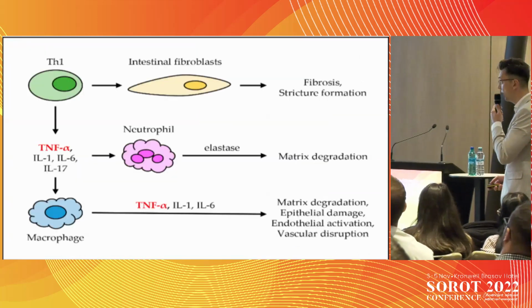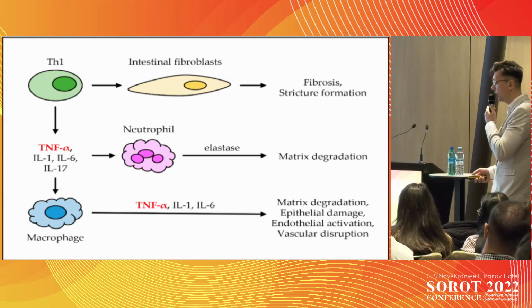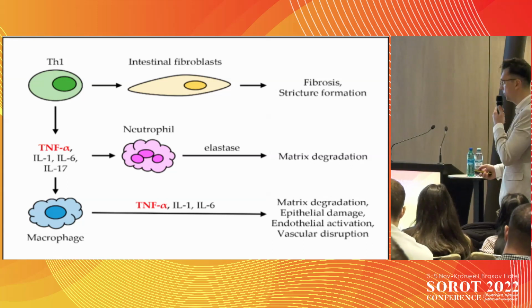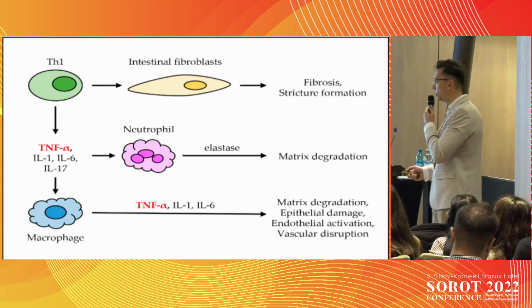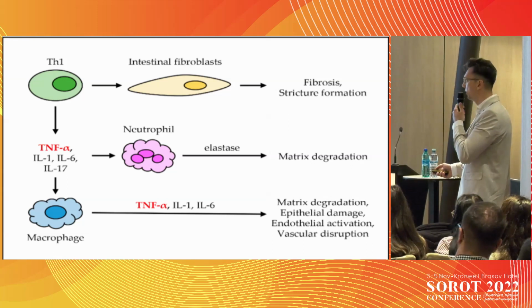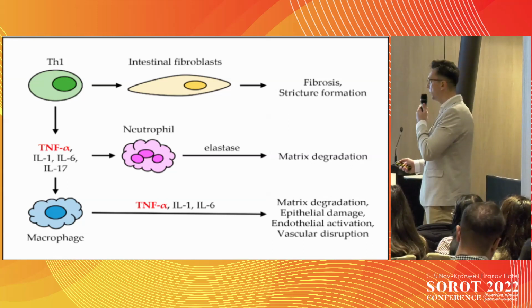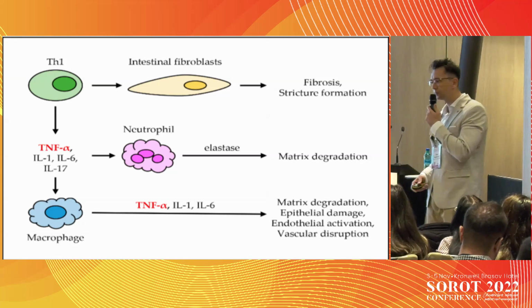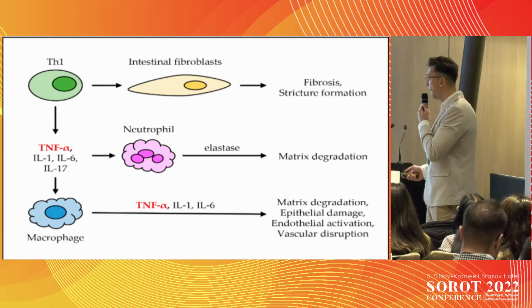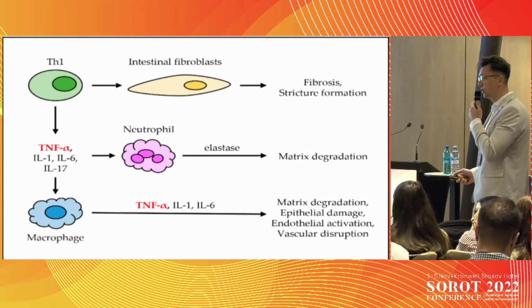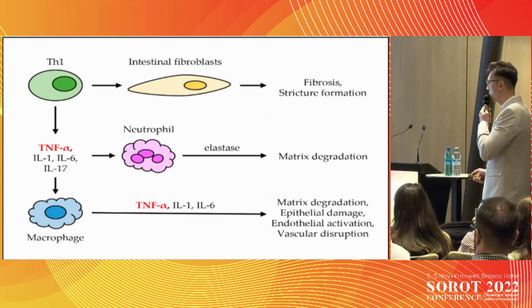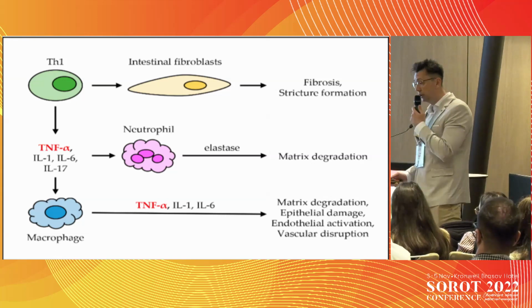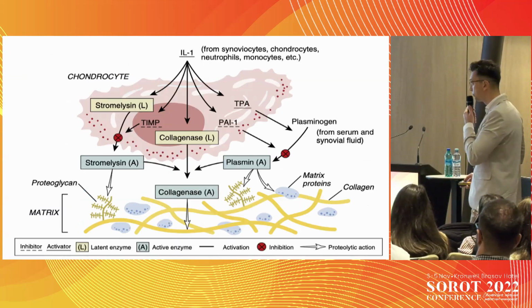T lymphocytes are the most important factors in a cascade of activity in inflammatory bone disease. For example, they produce tumor necrosis factor, interleukin 1, 6, and 17, and activate production of neutrophils and macrophages. They also activate synovial fibroblasts, which induce production of lysins and induce chondrolysis. Neutrophils induce matrix degradation, and macrophages also do, and in addition they activate the endothelial vascular tissue and form the pannus.